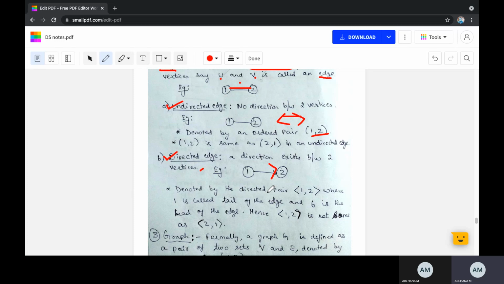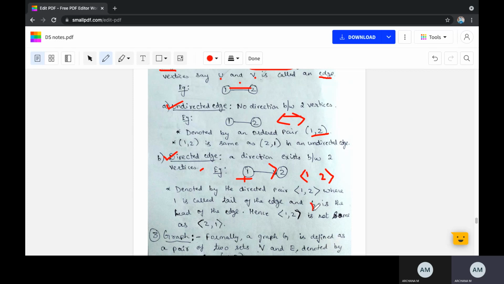A directed pair is represented using angle brackets. That is, an undirected edge is represented by small braces and a directed edge is represented by lesser than and greater than symbols. You have to write the names of the vertices, where one is called the tail of the edge. This is very important. This is called the tail of the edge, and this is 2.